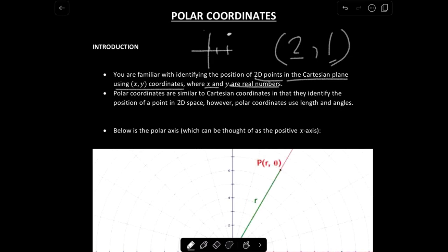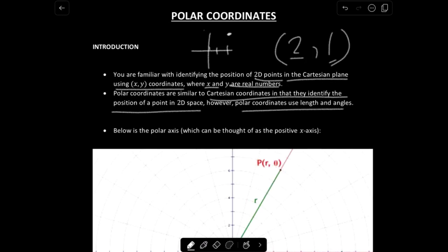So polar coordinates are similar to Cartesian coordinates in that they identify the position of a point in 2D space. However, polar coordinates are different because they use the length. Okay, they use the length of that point from some reference point, and they use the angle associated with that point. We'll examine that in a bit more detail just now.